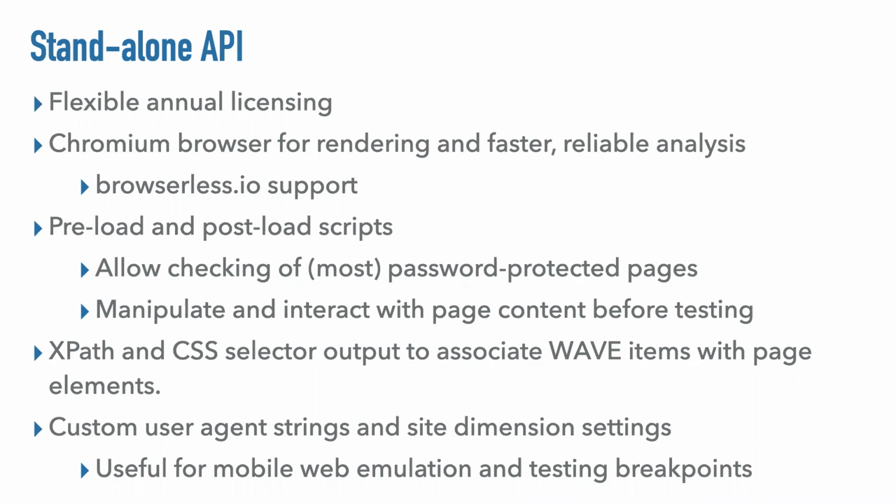You can also really customize with the standalone API to send custom user agent strings. For instance, you can say, I'm really Firefox, or I'm Chrome, or I'm Safari. You can set the site dimension settings so you can emulate mobile browsers and maybe test one web page using different types of web emulation and testing breakpoints. So you can test multiple iterations or versions of that page. You can also save the page. You can take screenshots of the page. There's quite a bit that's available also in the standalone API.